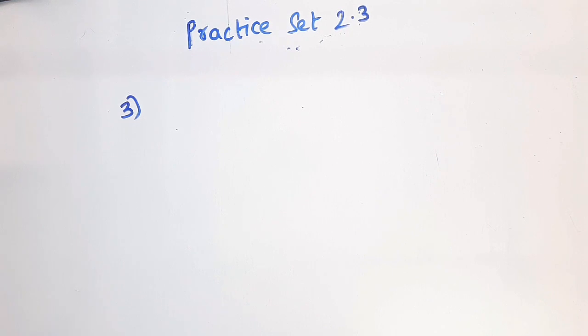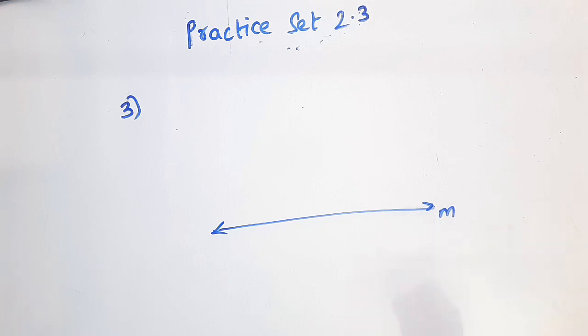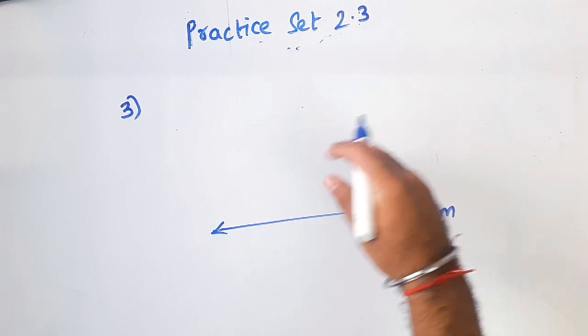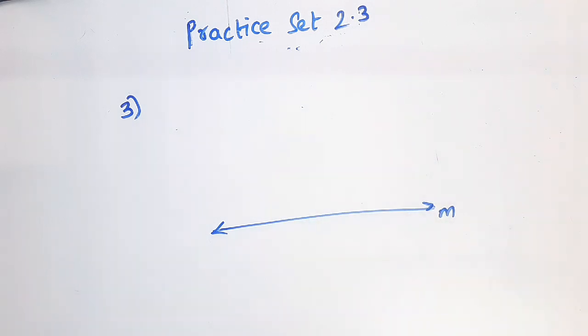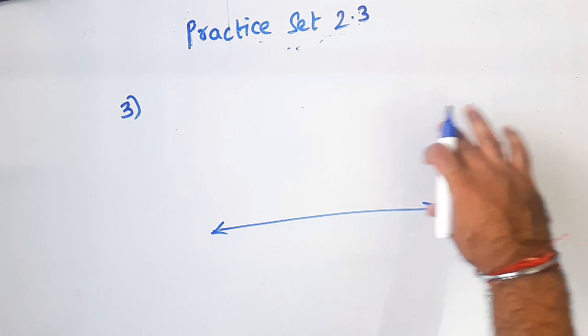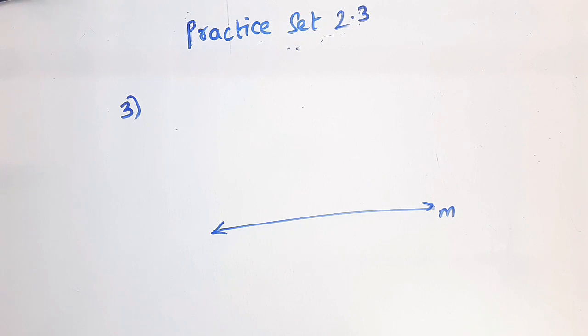The third one says draw a line M. So we drew a line M. Draw a line N which is parallel to line M, but at a distance of 4 centimeter from it. As you see railway tracks, they are parallel lines, but there is a certain distance between them which is equal. So here also we have to draw parallel lines, and they have mentioned the distance should be 4 centimeter.